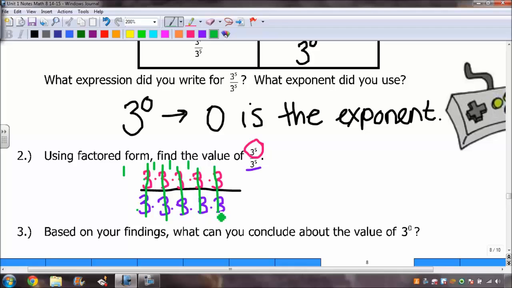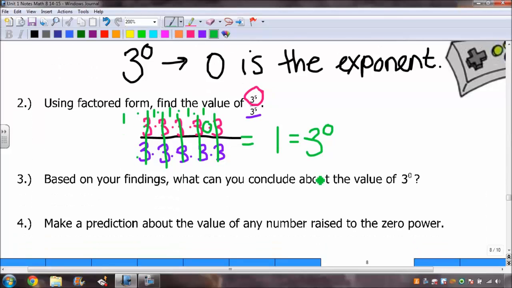But remember, it's all multiplication, right? So these are all being multiplied together. So you end up getting 1 times 1 times 1 times 1 times 1. Well, 1 multiplied by itself any number of times is always going to be 1. So that means that 3 to the 0th power is equal to the number 1. Okay? So question 3, based on your findings, what can you conclude about the value of 3 to the 0th power? So you should end up getting 1.